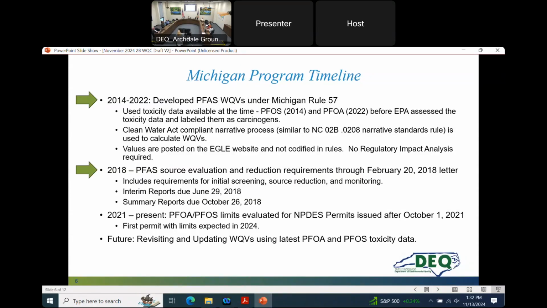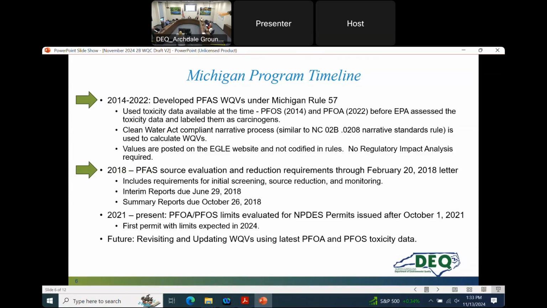And so they did this, and they said, here's your goal. In October of 2021, we're going to start to put limits in permits based on the water quality values. And so that's kind of their goal. I can tell you it's taken them longer to do that, and they found that there's a lot of work involved to address PFAS, but many of them have done reductions.